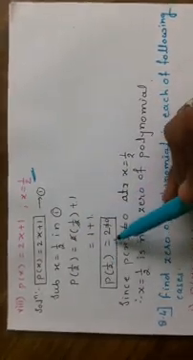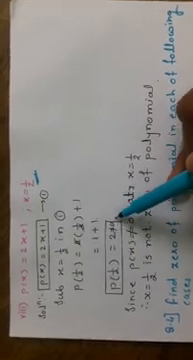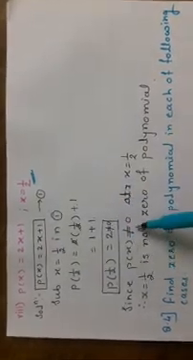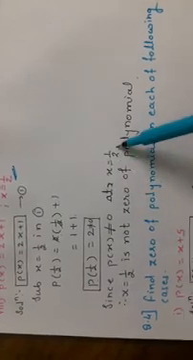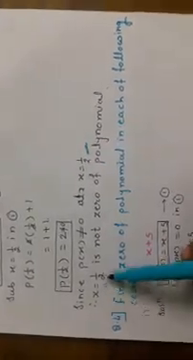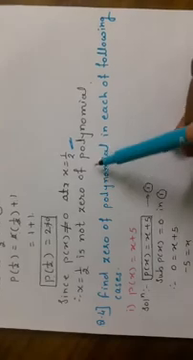So P of 1 by 2, which we got as 2, is not equal to 0. Since P of x is not equal to 0 at x equal to 1 by 2, therefore x equal to 1 by 2 is not a 0 of the polynomial.